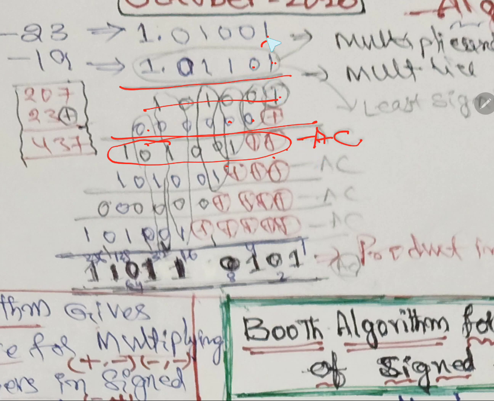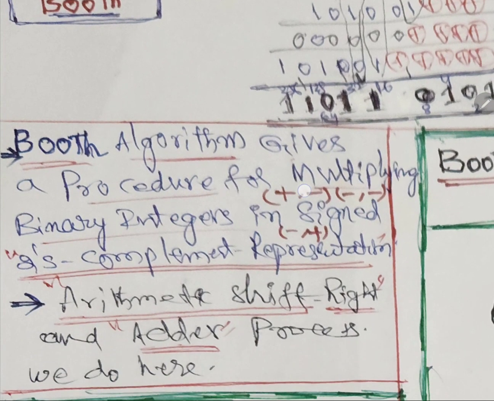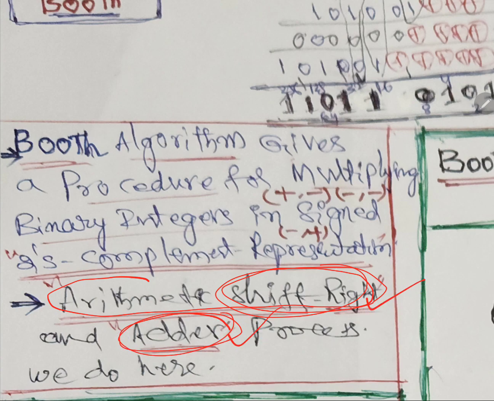Then for the second bit, 1 into this gives all of this, as we did in childhood. That will be added again and stored in the partial or temporary accumulator. Again we add and shift. I wrote it with the red mark, plus: shift and plus, the adder. Arithmetic shift right and adder. I told you the same two things in the previous multiplication algorithm. But here the key point is 2's complement.